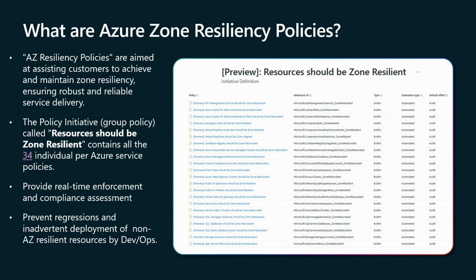And you could basically use that policy initiative to, first, of course, put it in audit mode, right? And that will at least give you an idea of where you currently stand today. But preferably, you would want to put it in deny mode, where you deny folks from deploying services that aren't configured to be zonal redundant.